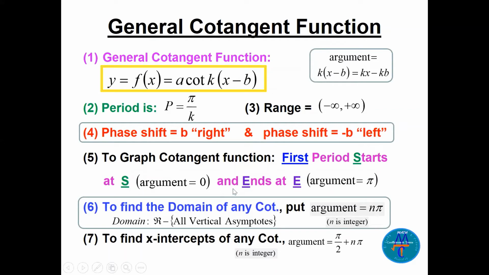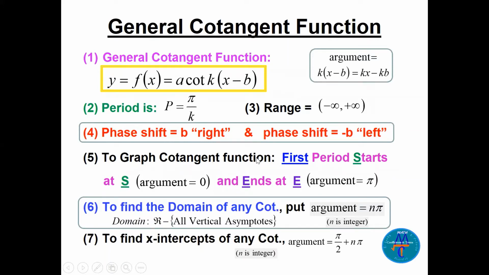Now the general cotan, A cotan of kx minus b. I mentioned before, this is the argument. Both are the same here. So the period for the cotan, as the tangent function, is pi over k, the range is all real numbers, and the phase shift: if b is positive, it goes to the right. If b is negative, it goes to the left.